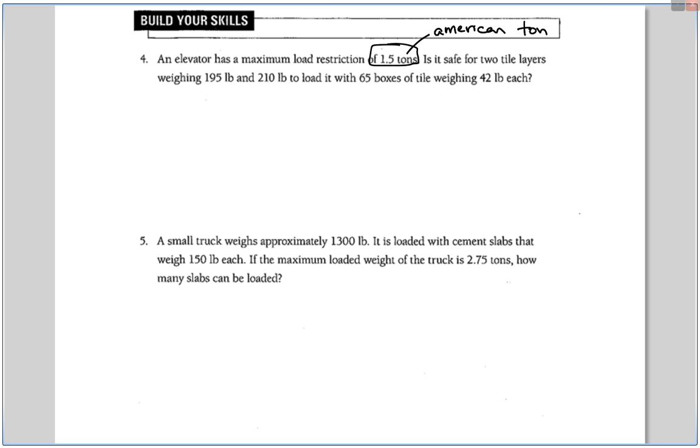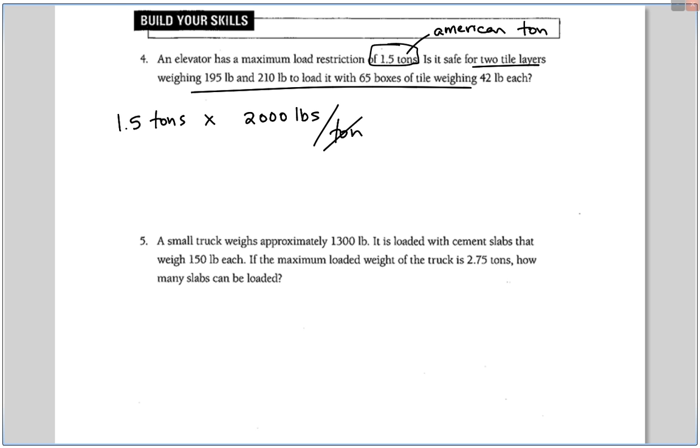Okay, so is it safe to do all this stuff here? Let's just check out what 1.5 tons is worth. There is 2,000 pounds for a ton, so 1.5 times 2,000, and you're left in pounds. So it's 3,000 pounds. And then it says, is it safe? So that's the max. Nothing can be bigger than 3,000.